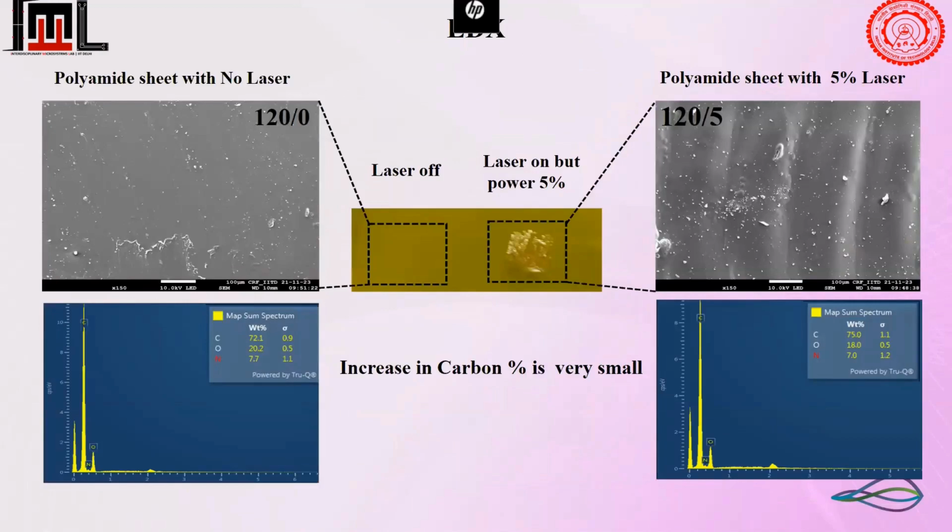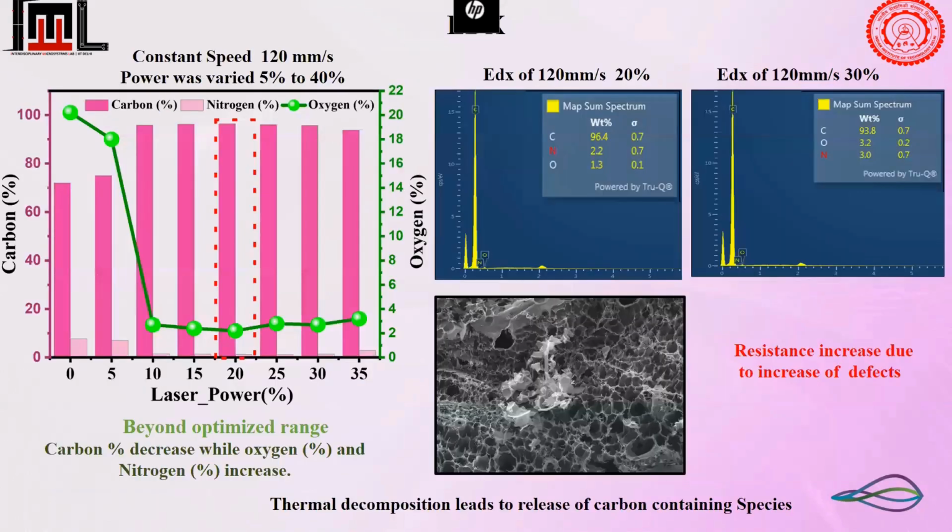Then we did EDX analysis as well, in order to find what change in the carbon content happens with each power iteration. When laser power was 0, we found that carbon content is 72%, oxygen is 20%, and nitrogen is 7%. With increasing power to only 5% and keeping the speed in the optimal range, we found a small change in the carbon content. But with the optimal scheme, we found that nitrogen and oxygen get very small, close to zero, which means the higher carbon content is highly conductive. The resistance increases due to the increase in defects, which is again due to higher power concentration. If you go for the 30 to 45 scheme, you will find that the graphene formation is being lost.